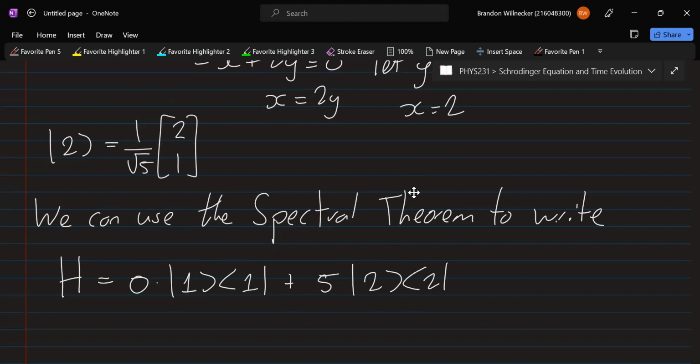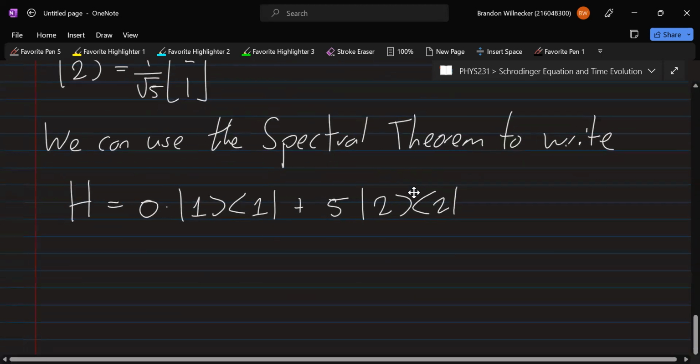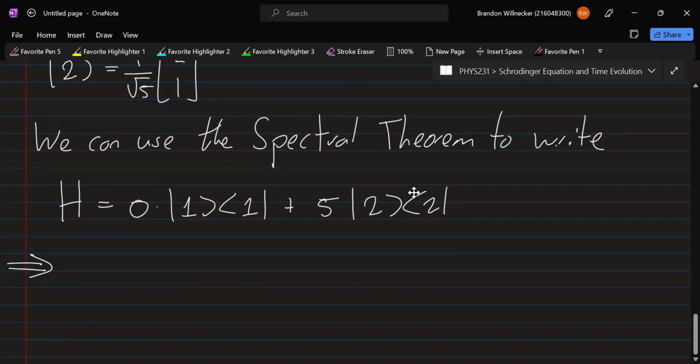Now, you might say 0 times this is just going to be 0, but leave it there. Okay, so we don't want to not write it down just because there's 0, because when we take the exponentiation of this Hamiltonian, we will see that the 0 actually does affect the result. Okay, so even if your eigenvalue is 0, rather just write it as 0 times the projector. Okay, so you'll see what I mean right now.